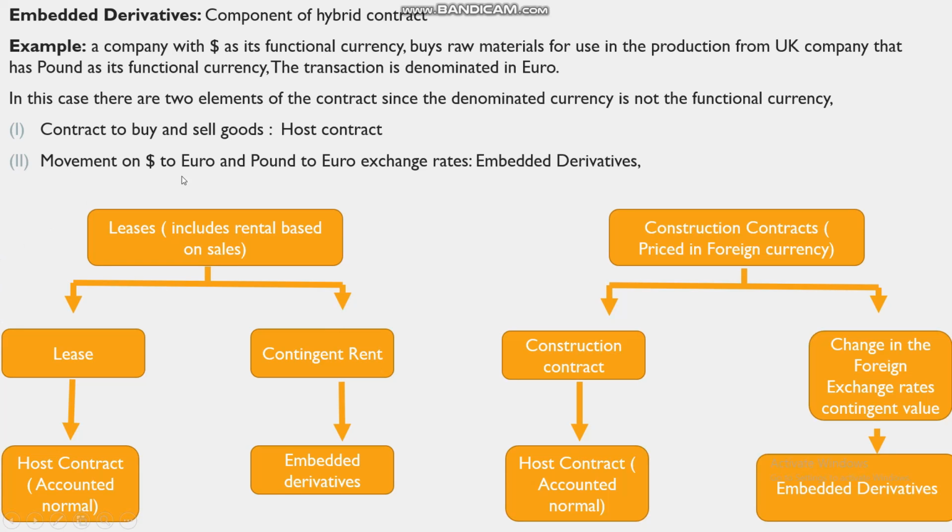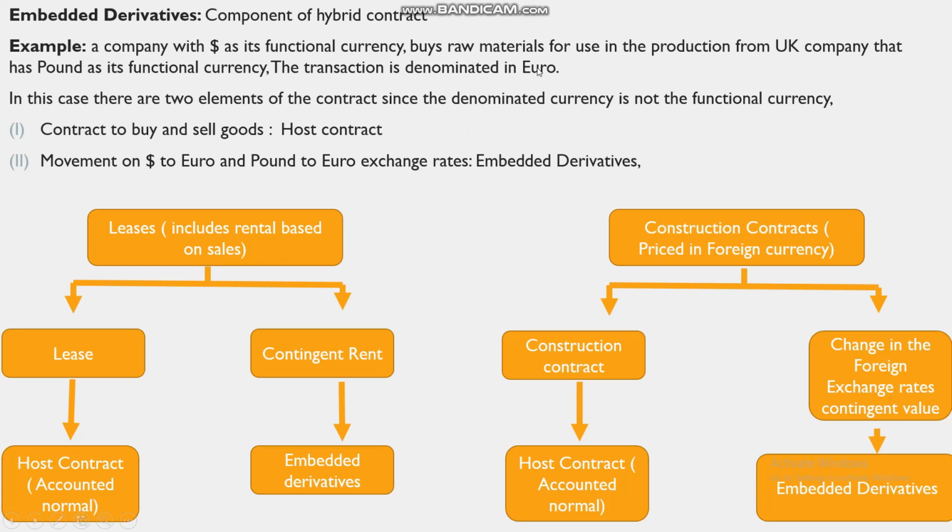Because the transaction is denominated in euro here, one company should convert the euro into the dollars and another company should convert the euro into the pounds. Correct? There are two types of the contracts and this is an embedded derivative. Why is it a derivative? Because the price of the contract will change with the underlying asset. What is the underlying asset here? The exchange rate of the euro.